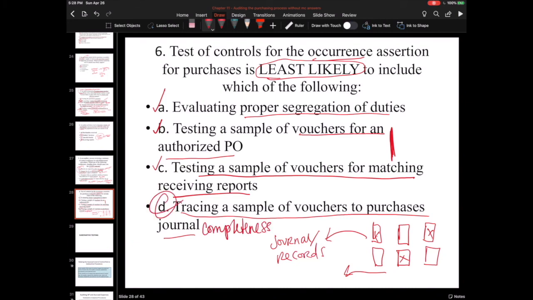So hopefully this gave you a sense of whether or not you have mastery of controls over purchases. If you want, I do have an additional exercise over purchase controls that is pretty similar to the one in chapter 10 that we did for sales. So I can post that if you'd like something extra to practice with. But this should give you an idea of whether or not you have a good handle on this.